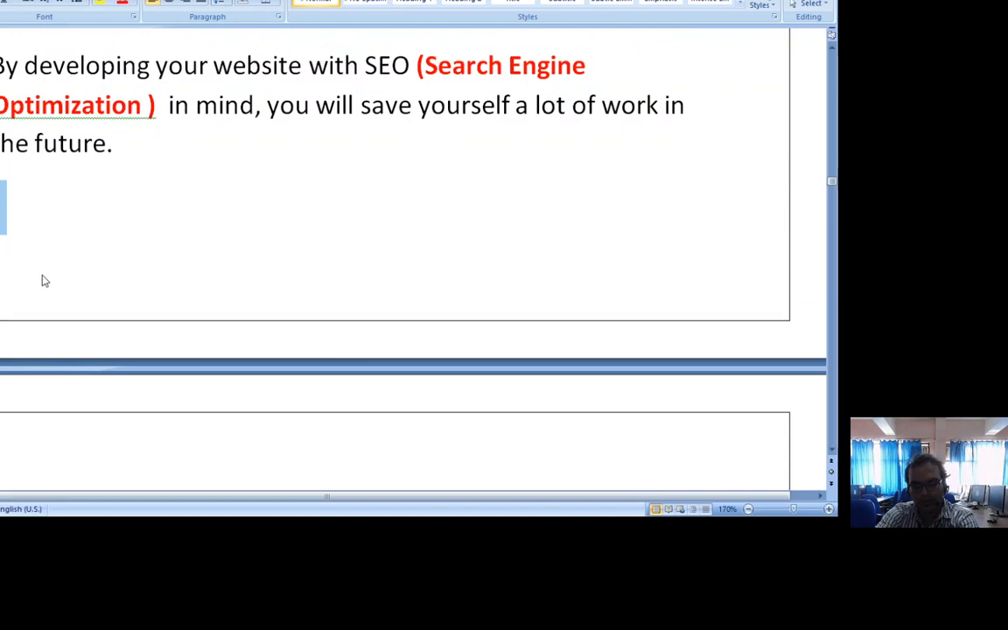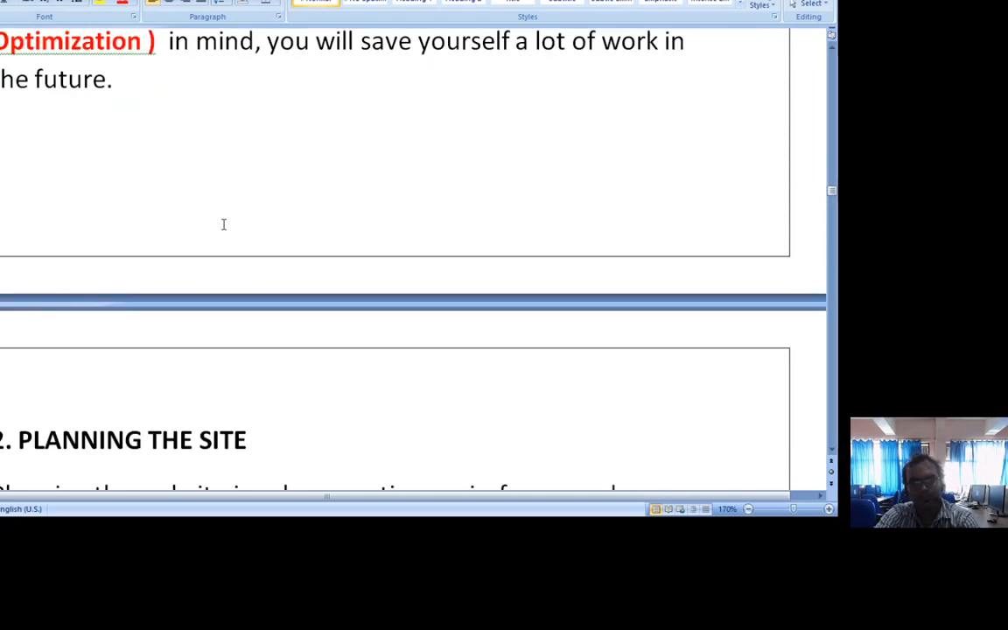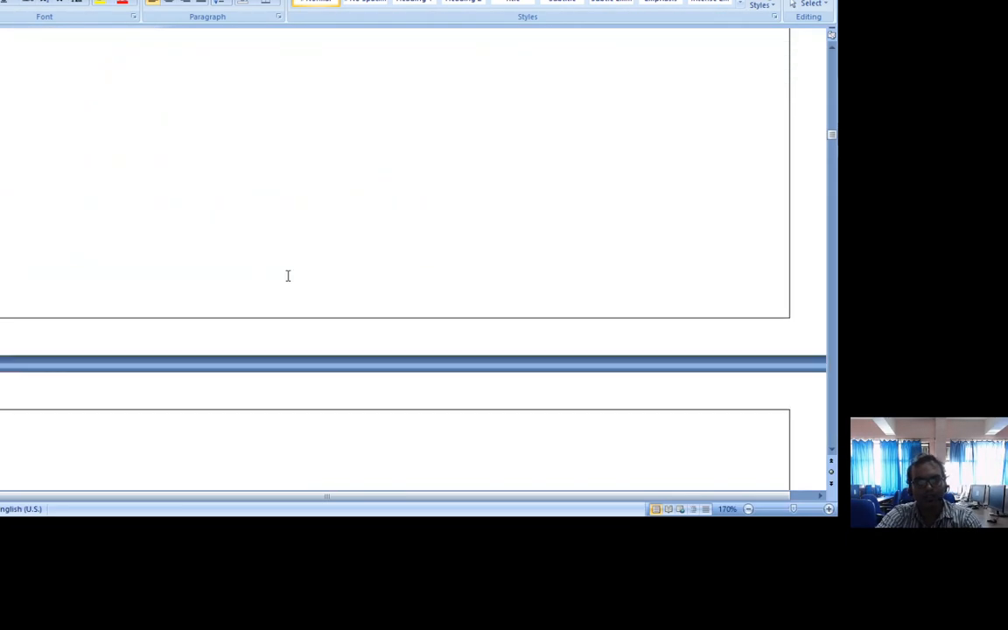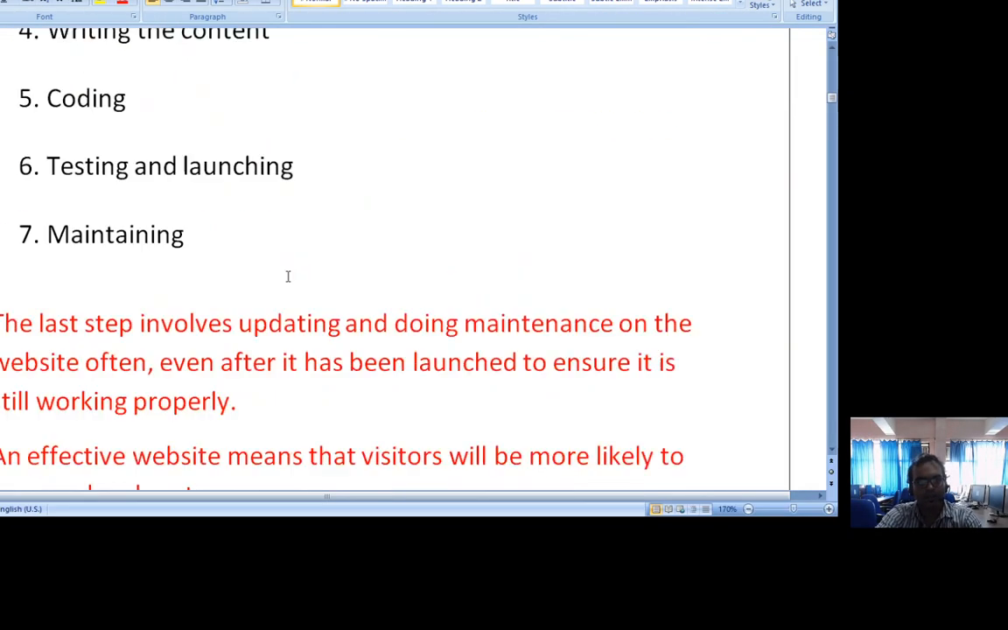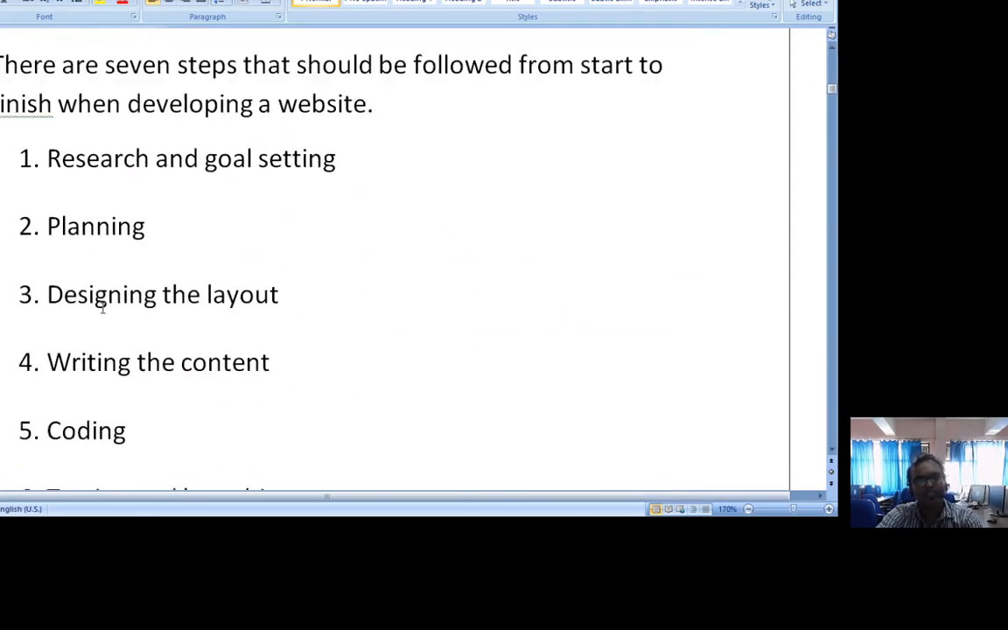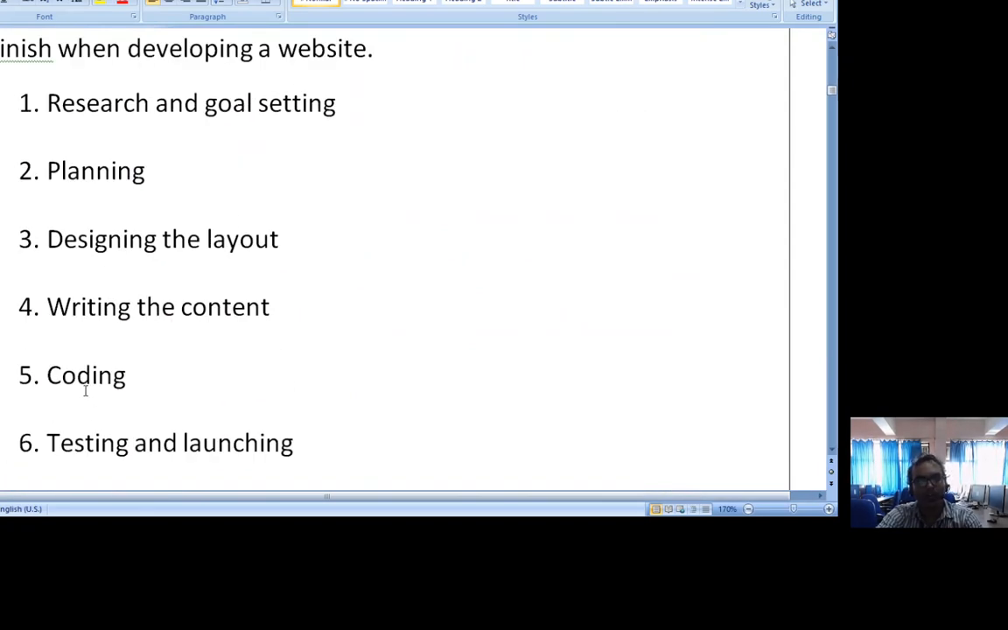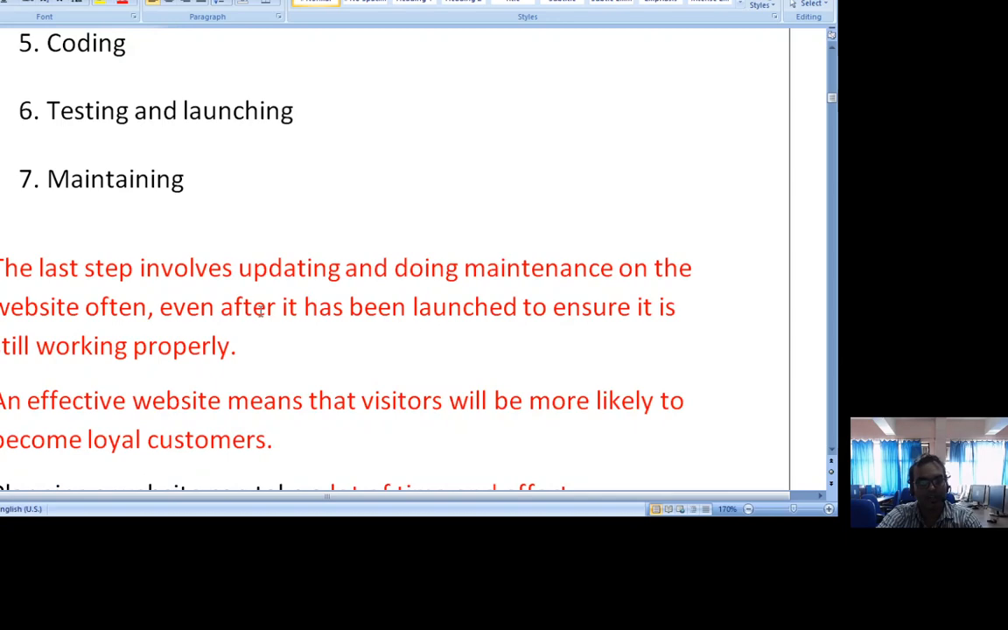We will focus on the planning part in our next lecture. The remaining six are: planning, designing the layout, writing the content, coding, testing, launching, and maintenance.